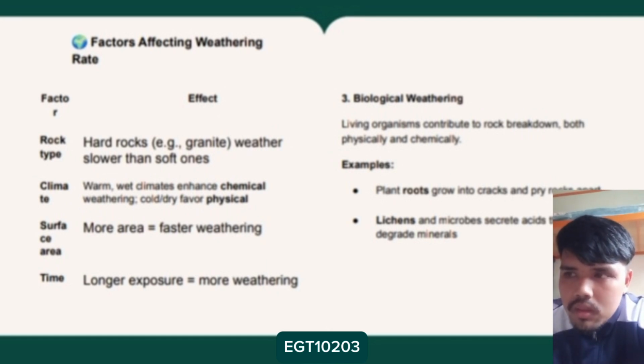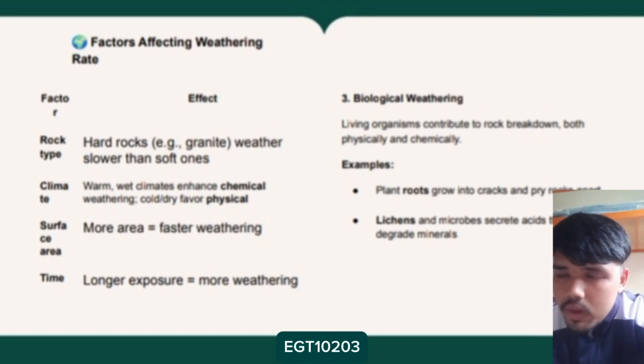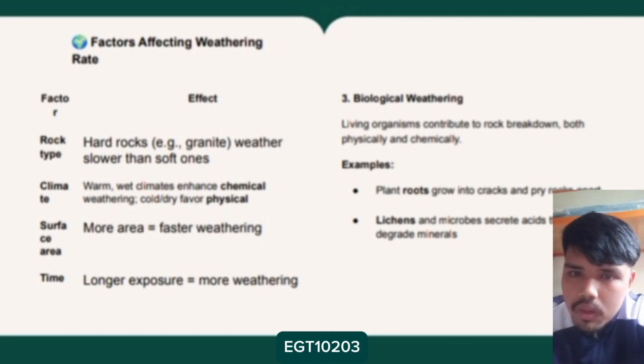And next, biological weathering. Biological weathering is when living organisms contribute to rock breakdown both physically and chemically. For example, plant roots grow into cracks and pry rocks apart. The second one is that lichens and microbes secrete acids that chemically degrade the minerals.